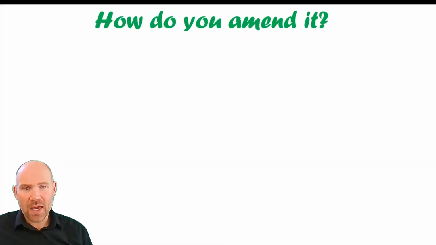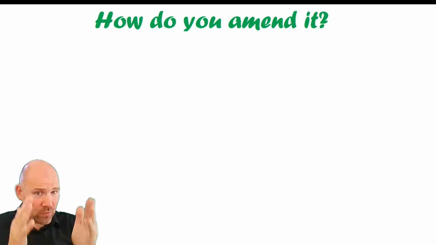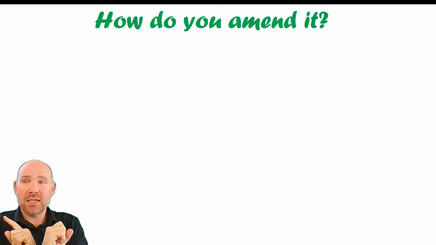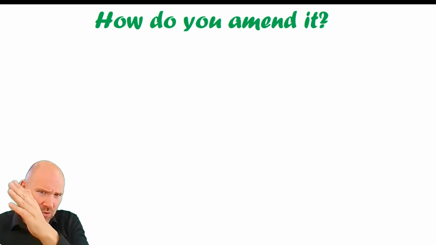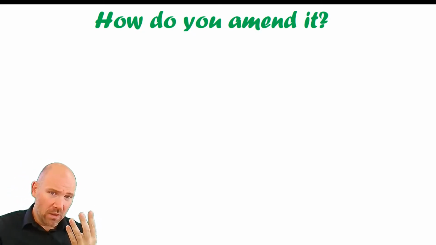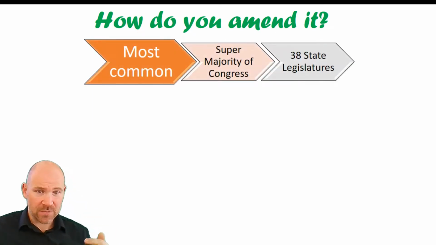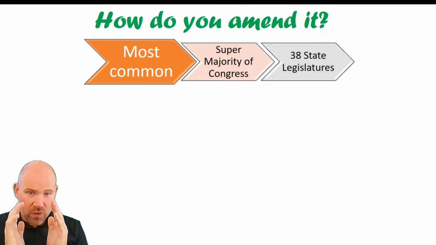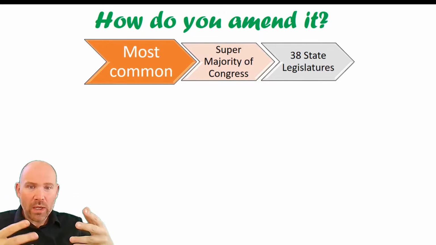So how do you actually amend the Constitution? Now remember, it says in the Constitution how you amend the Constitution. So it's not an accident and it's not up for debate and it hasn't changed. So they haven't changed how you change the Constitution. There are actually 4 different ways you can do this, but by far there's been one method that has been used, which is this. You need a super majority of Congress. That's 2/3 of both houses to say, we want to change this.